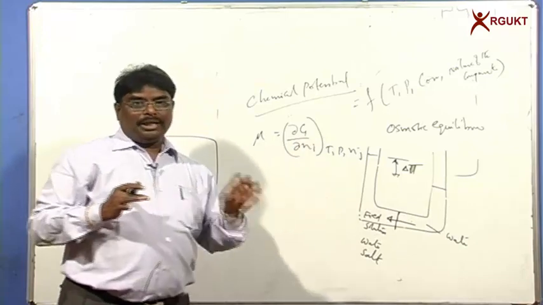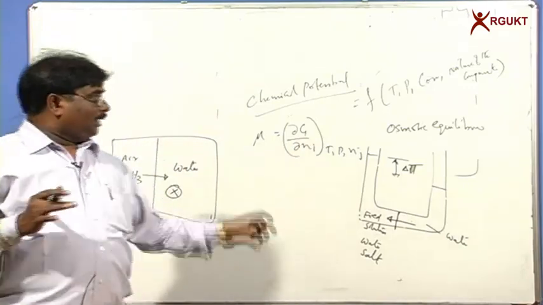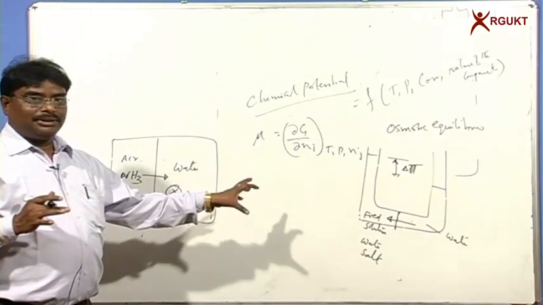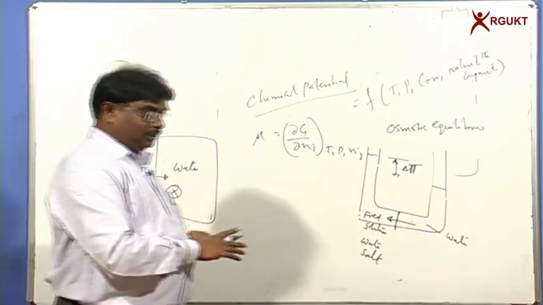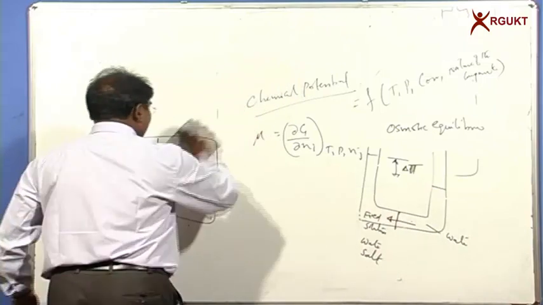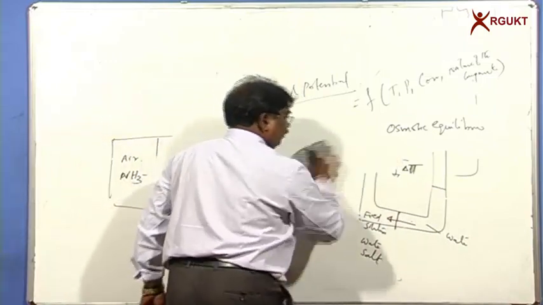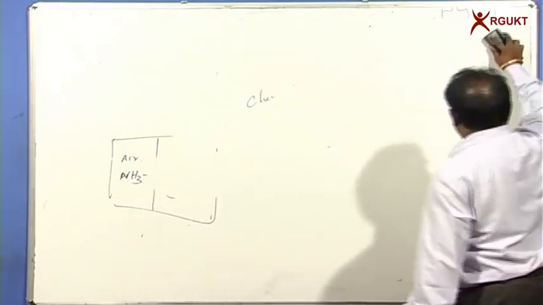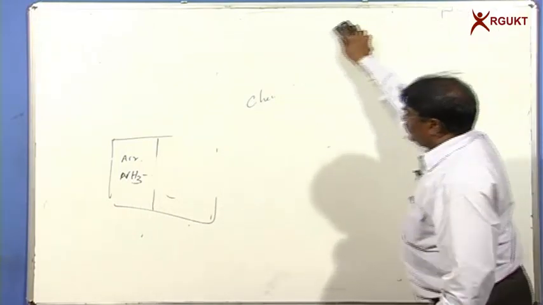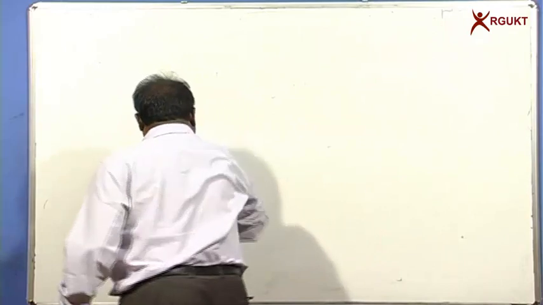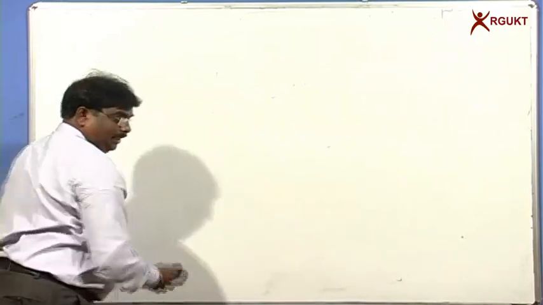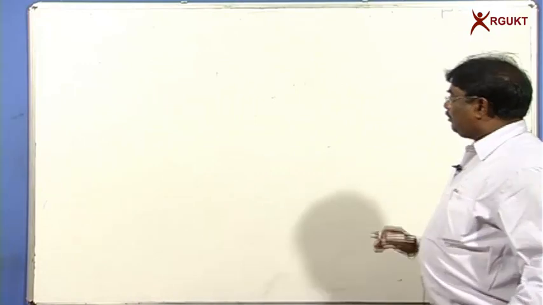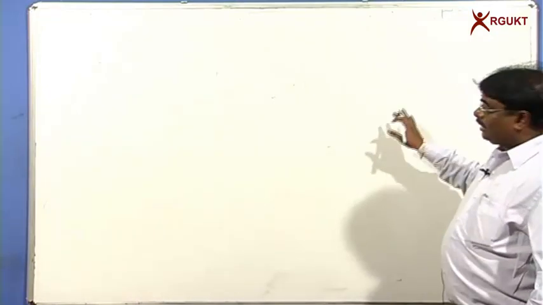So what I want to impress upon you is that concentration is not the driving force for mass transfer operations. The chemical potential is the driving force for mass transfer operations. This is a very interesting example to help you understand. And still, if you don't understand, when you read about thermodynamics, thermodynamics is going to tell us about the importance of this chemical potential. Unless you understand the chemical potential, one cannot do any mass transfer operations.